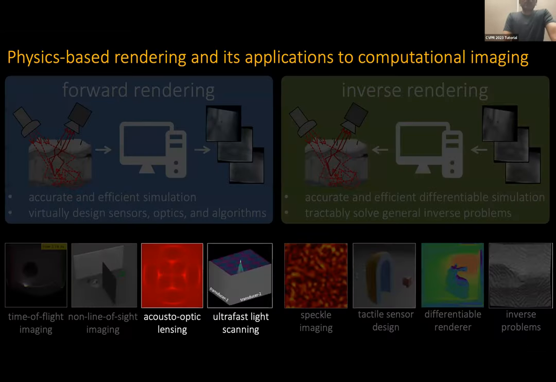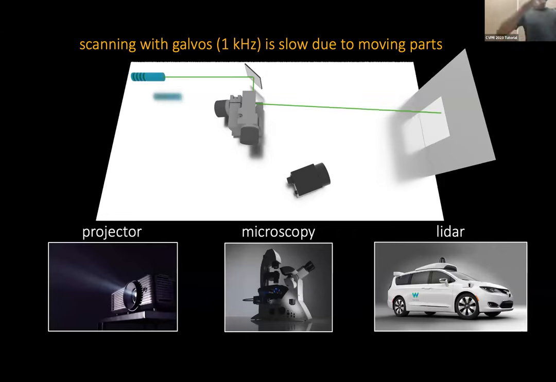So this is the last segment before we take a break. What we did here is we built a scanner which is 1,000 times faster than light scanners, using Acousto-optics. Light scanning is a technique that is used in many projectors, microscopes, and also lidars, where we scan the light with the help of moving mirrors.